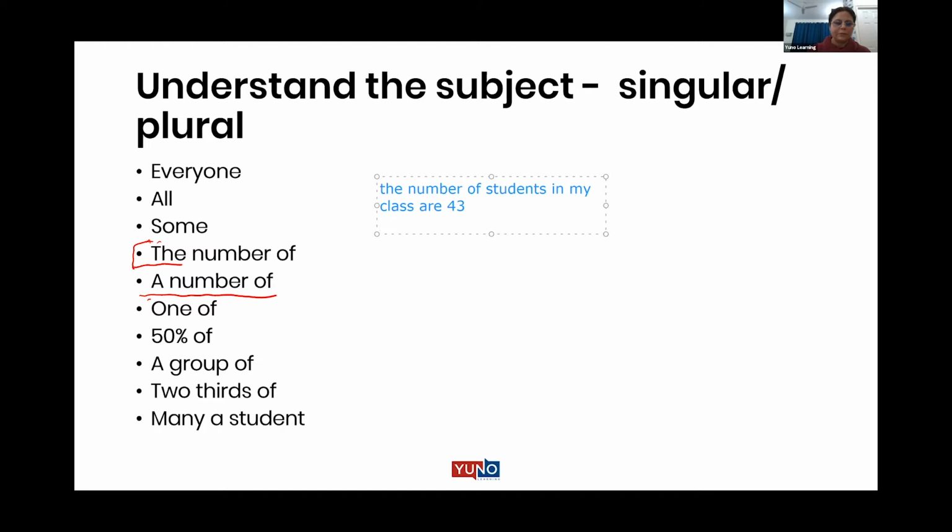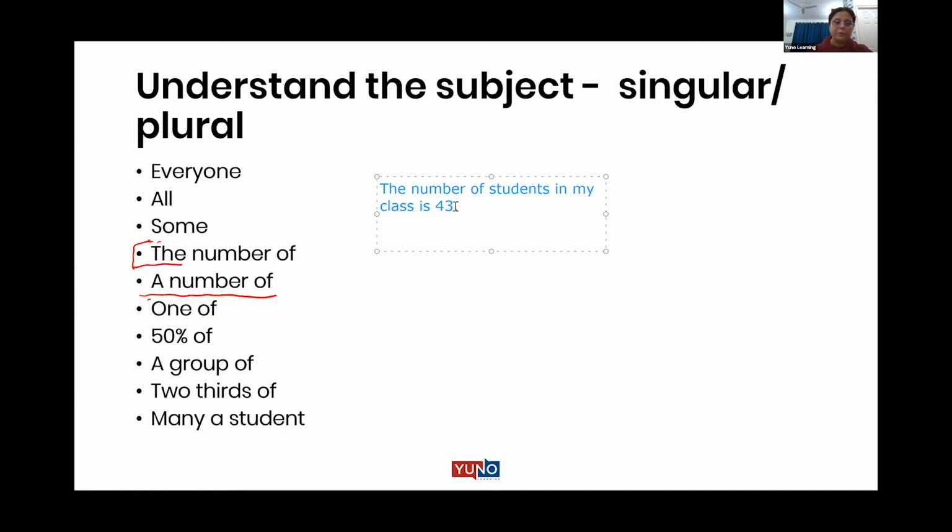So what is the subject over here? Manmeet has just asked me this. Manmeet, the subject is the number of students. The number is the subject. In of phrases, we should be careful. So the number is the subject. So the number of students in my class is, the number is 43. You can say there are 43 students in my class, or the number of students in my class is 43. The number is 43.